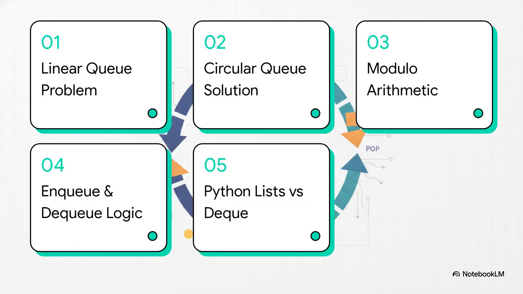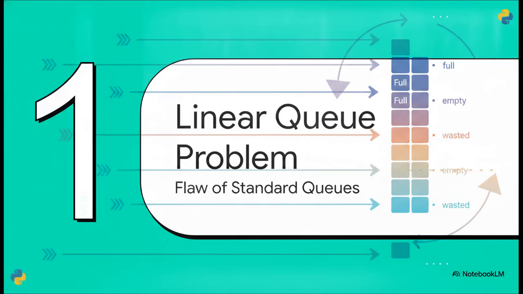So here's our quick roadmap for today. 1. The linear queue problem. 2. The circular queue solution. 3. The absolute magic of modulo arithmetic. 4. NQ and DQ logic. And finally 5. Python lists versus the built-in DQ. Okay, let's dive right into this.